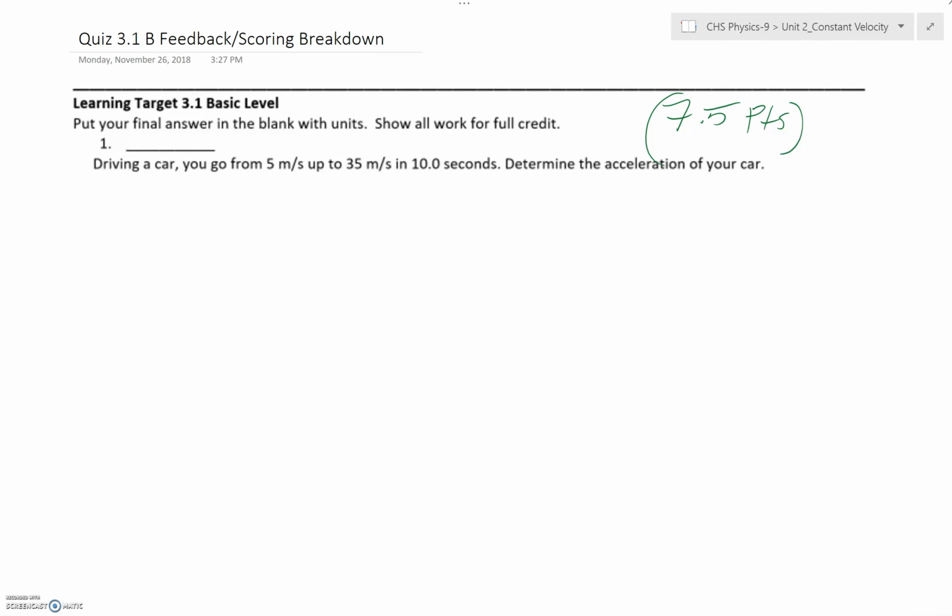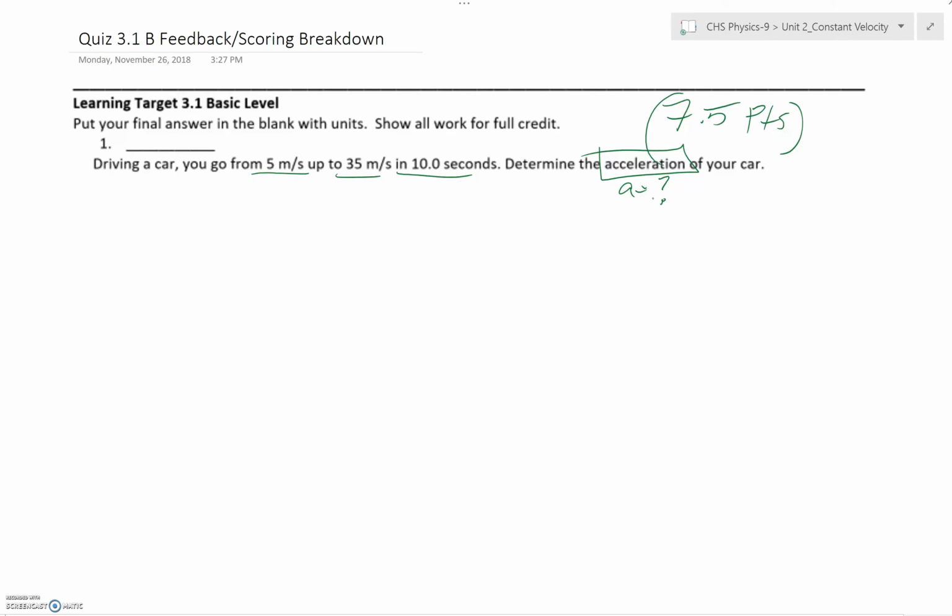In this problem, if we use our GUESS method, we talk about our givens. Our givens in this problem are 5 meters per second, 35 meters per second, and 10 seconds. And determine the acceleration. Acceleration is going to be our unknown, so A equals question mark. That's the U in GUESS.